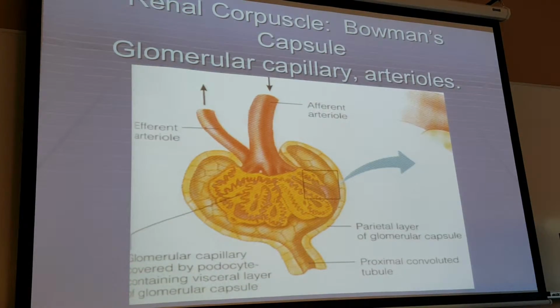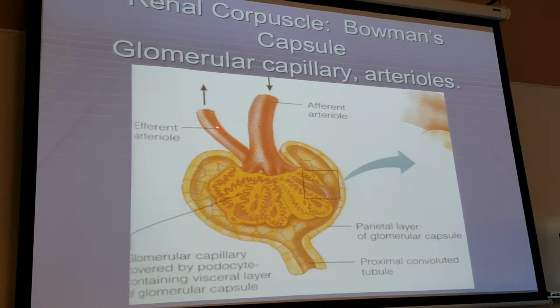Okay, so your book throws in the word renal corpuscle, and I kind of like it. It includes the Bowman's capsule, the glomerular capillary, and these arterioles. The whole thing is called the renal corpuscle. Okay. So we see the afferent arteriole coming in, the blood loses about half of its contents, which is extruded out into the Bowman's capsule and becomes known as the filtrate. The efferent arteriole is smaller.